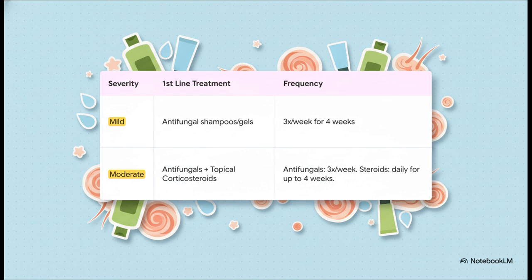For mild disease, it's simple monotherapy with the topical antifungal. Think shampoos, solutions, or gels. The regimen is 3 times a week for 4 weeks. For moderate disease, we need a 2-pronged attack. We keep the antifungal regimen, but we add a daily topical corticosteroid, specifically betamethasone valerate, for up to 4 weeks to get that inflammation under control fast.